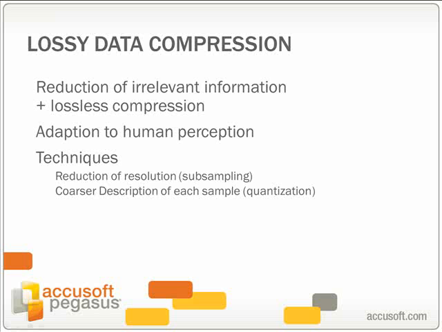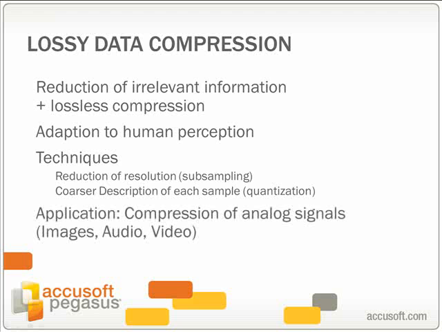The second common technique is to describe each individual pixel with less accuracy. For example, if the intensity values in the original image range between 0 and 255, you might just map that to, let's say, 10 different values. Of course, combinations of the two techniques can be applied. Typically, lossy compression is applied to data that originated from analog signals, like images, audio, or video.